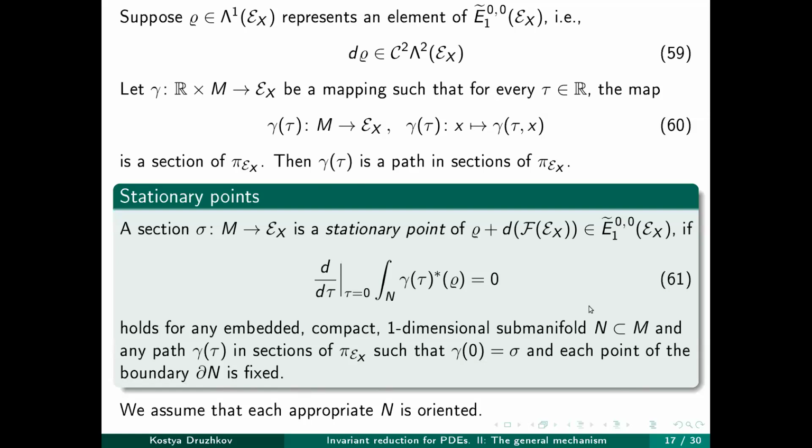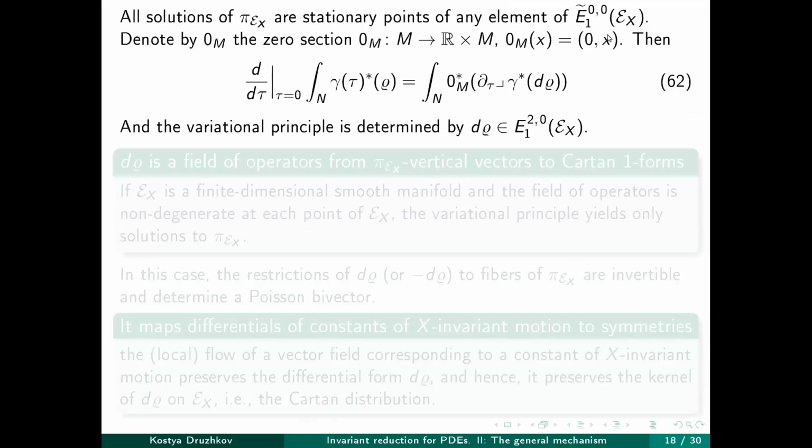So this is how we introduce stationary points of elements of this group. And we can do that because elements of this group have this form, just a representative plus exact forms. We don't have something like plus twice Cartan forms and all of that. So we can consider any sections, not sections that satisfy some additional requirement, just any sections and any paths in sections in this case, precisely because this is 0.